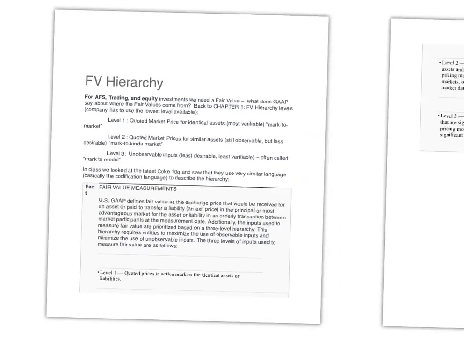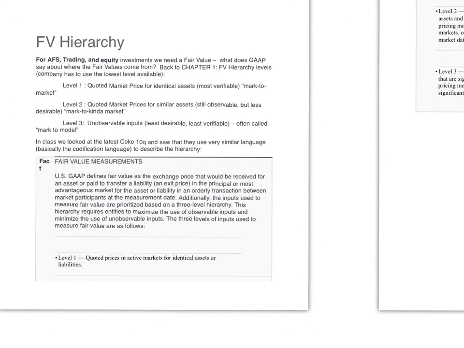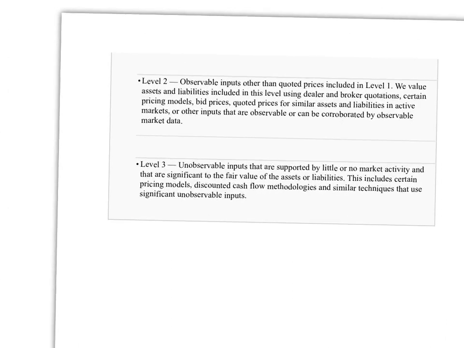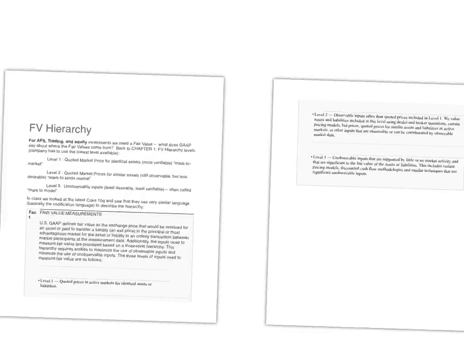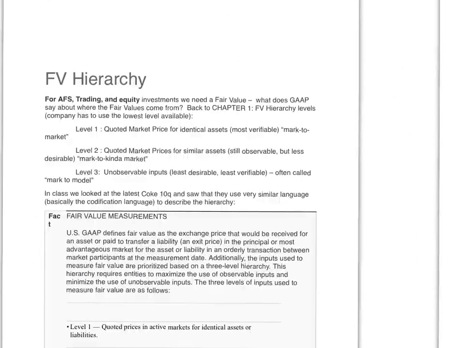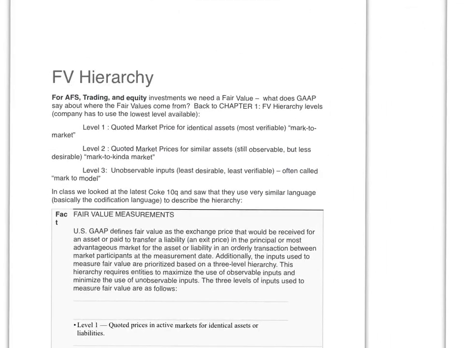Just real quick, in class we looked at the Coca-Cola 10Q and saw they used very similar language. And I think I pointed out that you could pull up any 10Q or 10K and you're going to find this same language. It basically comes right out of the codification. So now with that in mind, we know where fair values come from. We know which level is the most verifiable, meaning it's the easiest to audit, which one you have to use, the highest on the hierarchy, but it's the lowest number, level 1. You have to use it if you can get it.